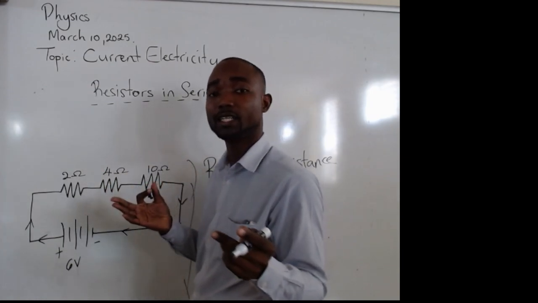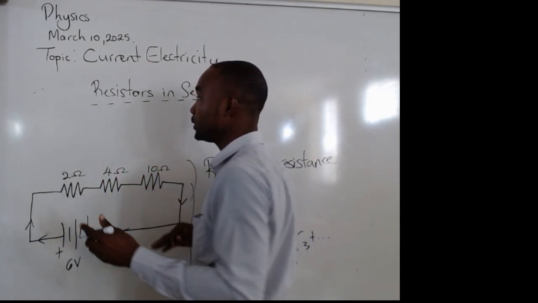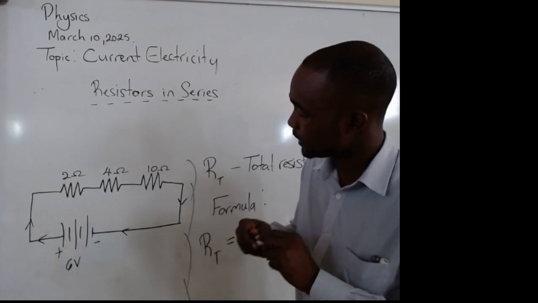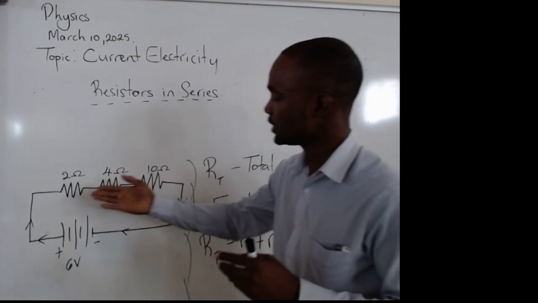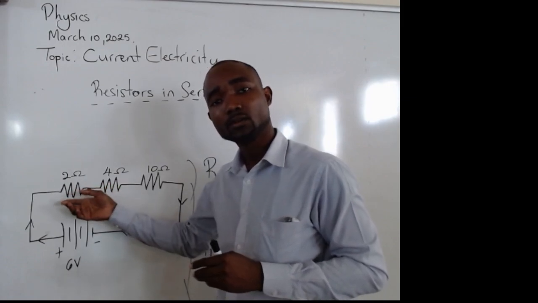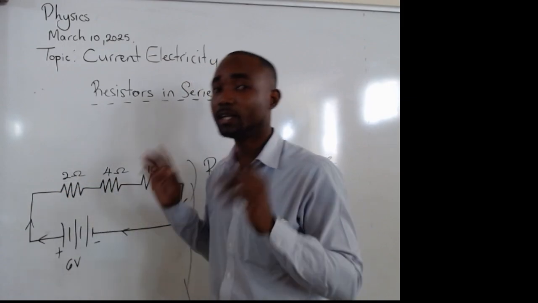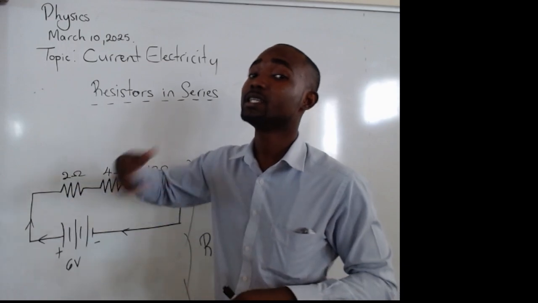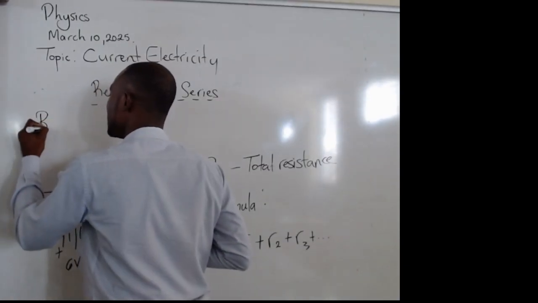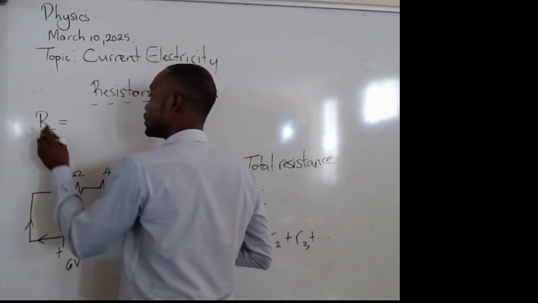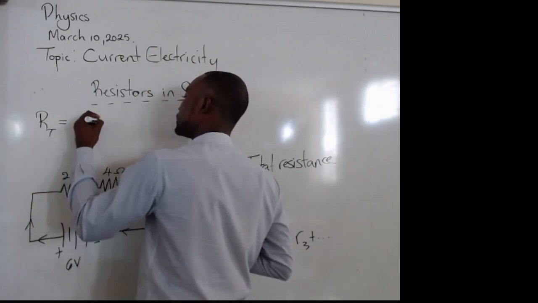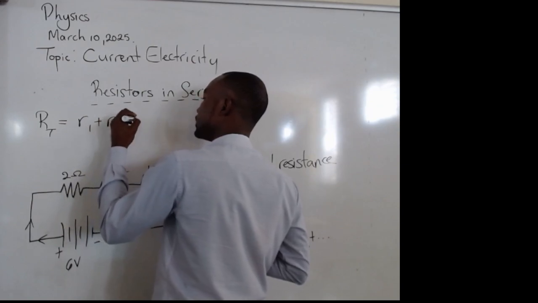Now, the first thing I need to do is write my formula down. I look at my circuit and I wonder, what type of setup is this? I see the resistors are connected end to end in a single loop, so I realize that they are in series. So I go ahead and write my formula down for resistance in series: RT, total resistance, is equal to R1 plus R2 plus R3.